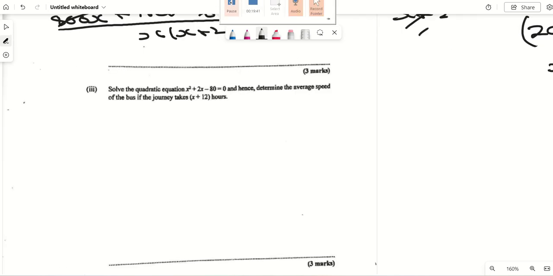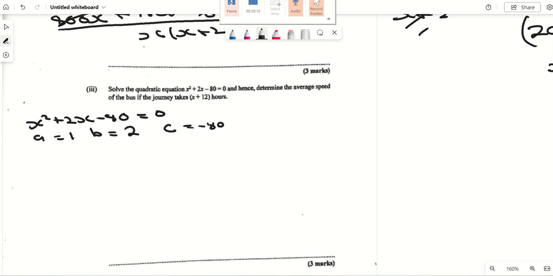Okay, so they said solve the quadratic equation and hence determine the average speed of the bus if the journey takes x plus 12 hours. So we are going to solve x squared plus 2x minus 80 is equals to 0. This is a quadratic equation. We locate what is A. A is your coefficient of x squared, which is 1. B is your coefficient of x, which is 2. And C is your number by itself, which is minus 80.